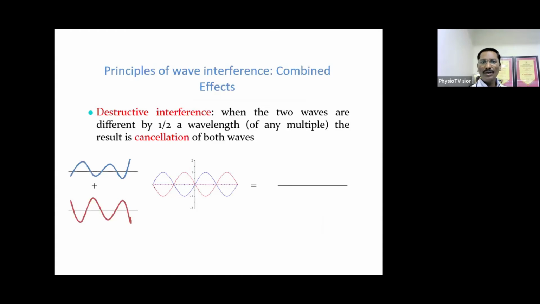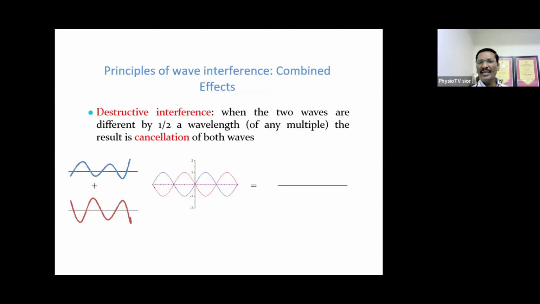In contrast to constructive interference, destructive interference results when two waves differ by half the wavelength. That means they are exactly opposite to each other. You can see in this diagram that these two waveforms are exactly opposite. When they are superimposed, they cancel out each other and the resultant is null. That means there is complete destruction of the waveforms. This type of interference is called destructive interference.